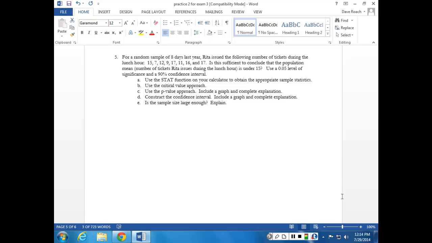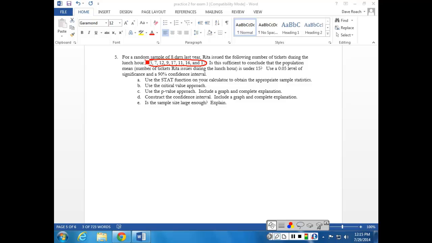But anyway, so is this enough to conclude that the population mean is under 15? There's one sample t-test. So here it says to use your stat function to get the appropriate statistics. That just means put those numbers into list 1, or wherever you want to put them, stat calc, one variable statistics, and then you'll get your mean and your standard deviation. Then you can proceed just like we have in other problems.